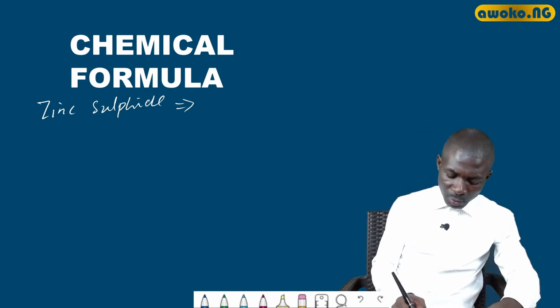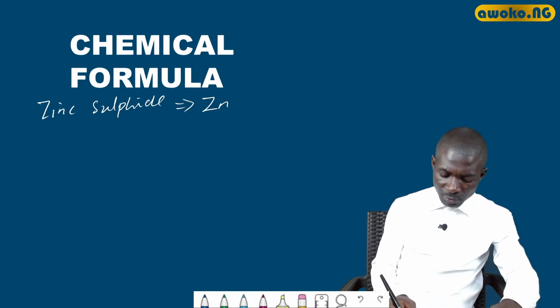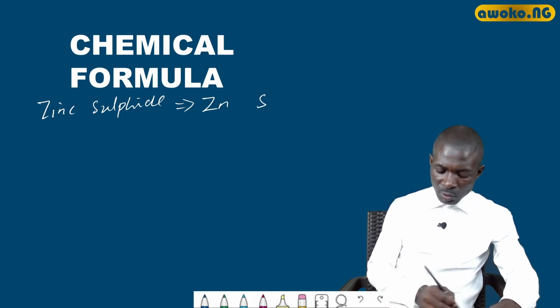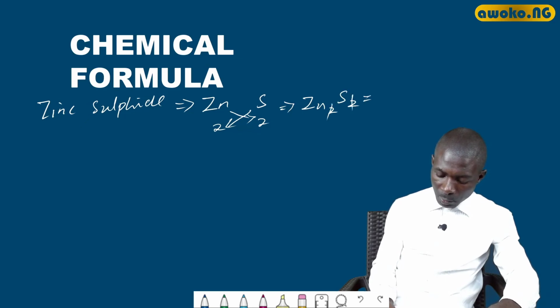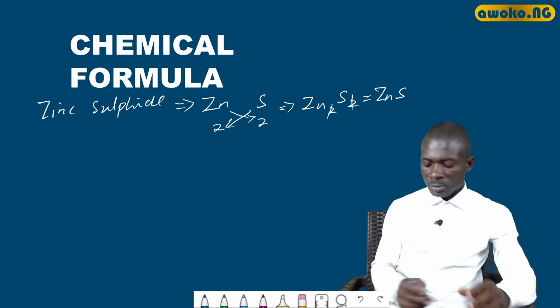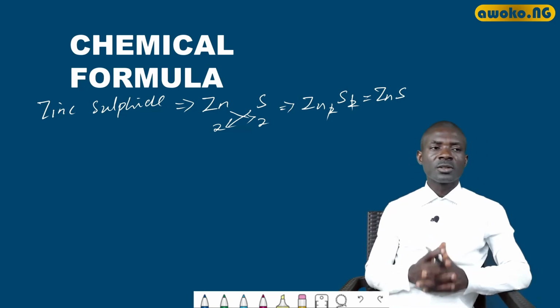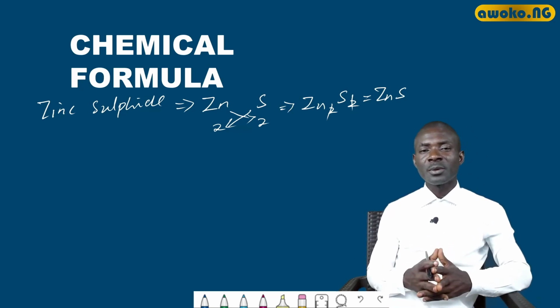So the symbol of zinc is simply Zn, while the symbol of sulfur is S. So the valency of zinc is 2, while the valency of sulfur is also 2. So in interchanging their valencies, the correct formula of this compound is written as Zn2S2. So where these two will cancel these two, and what we'll have is ZnS. So that is the formula of zinc sulfide. It is as simple as that.